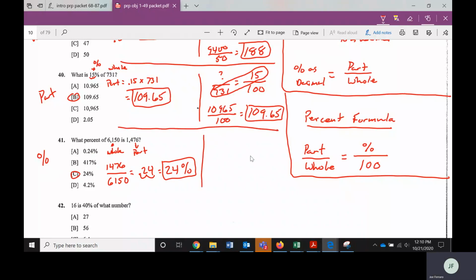So the other method, again, same setup every time, just where you put the numbers is different. Set that up. We don't know the percent. The part is the 1476. The whole is 6150. Take the diagonal with two numbers, you multiply. So you get 147,600. Divide that by 6,150, and you'll get 24, which is just the straight percent.